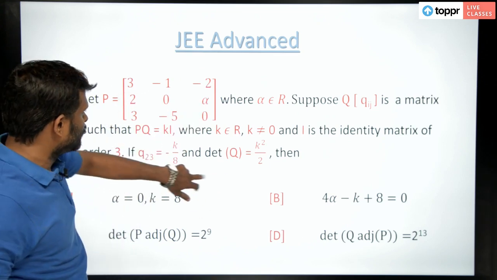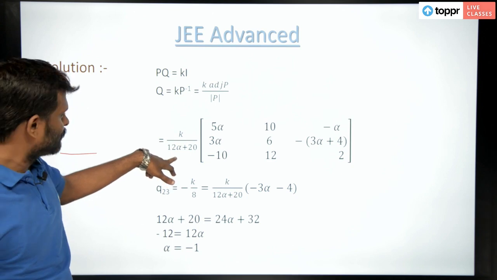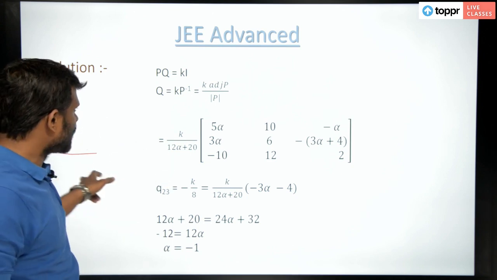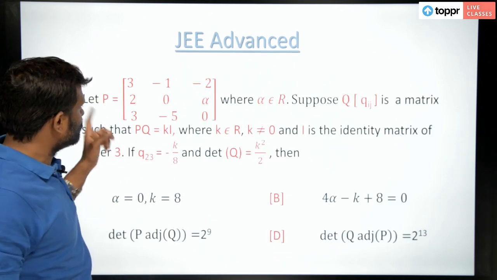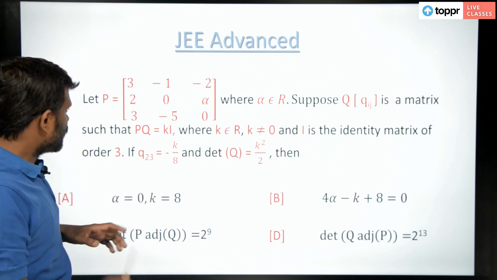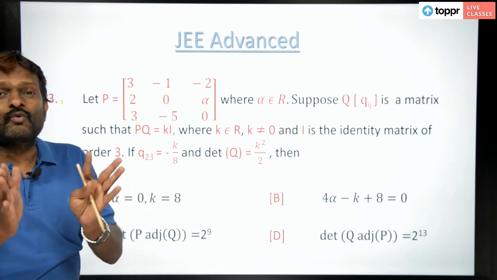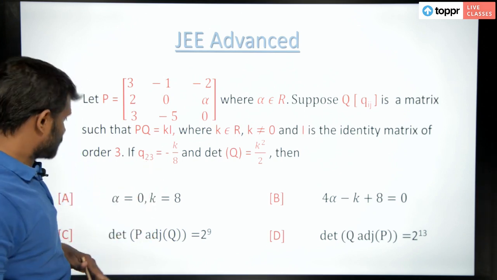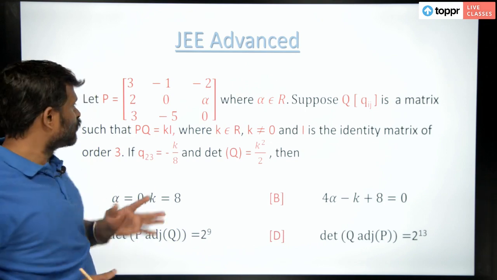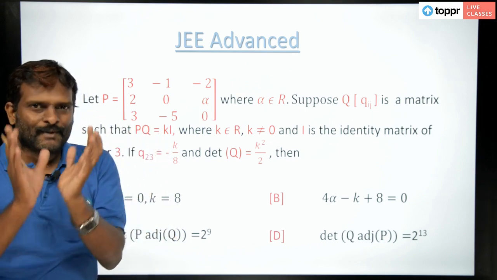And then when you do the determinant, you get 12 alpha plus 20. Now, adjoint of P, what is adjoint of P? Adjoint of P is nothing but the transpose of the cofactors of the matrix. What are the cofactors? Cofactors are nothing but the determinant values you take.